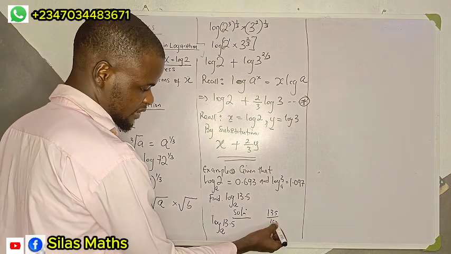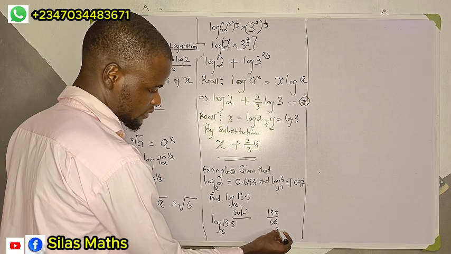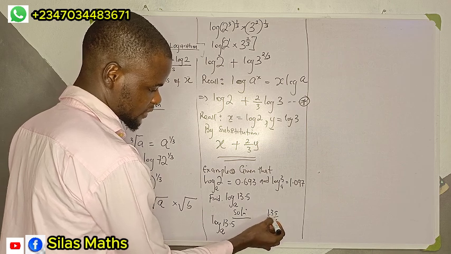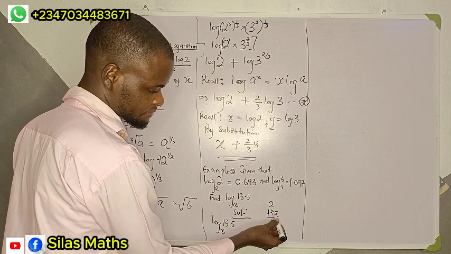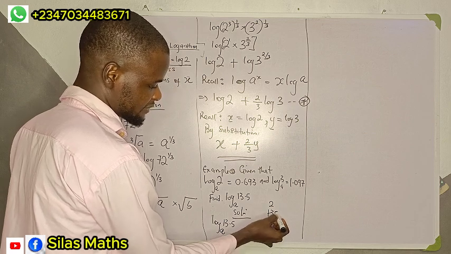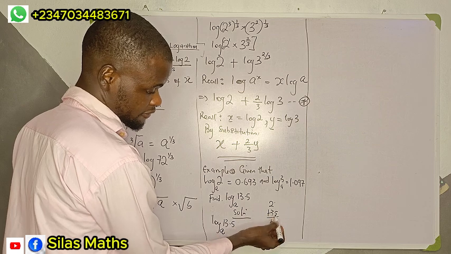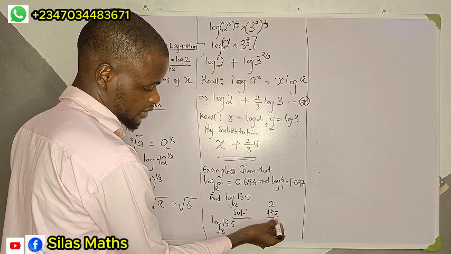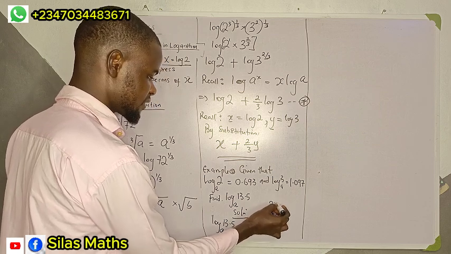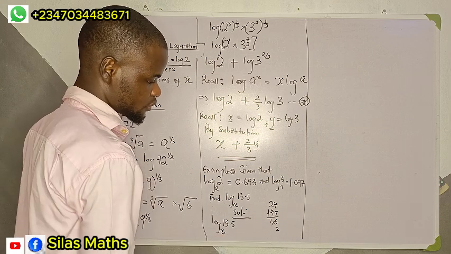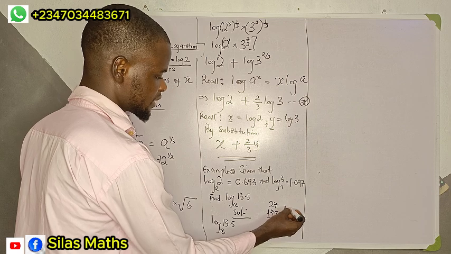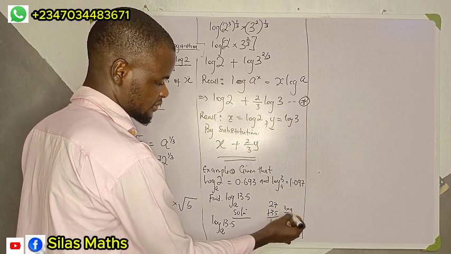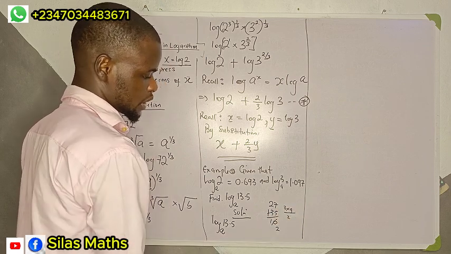Reducing this further, 5 dividing into 10 will give me 2, right? 5 into 135 is 27. So we have 27 over 2. This is going to give us 3 times 9 over 2.